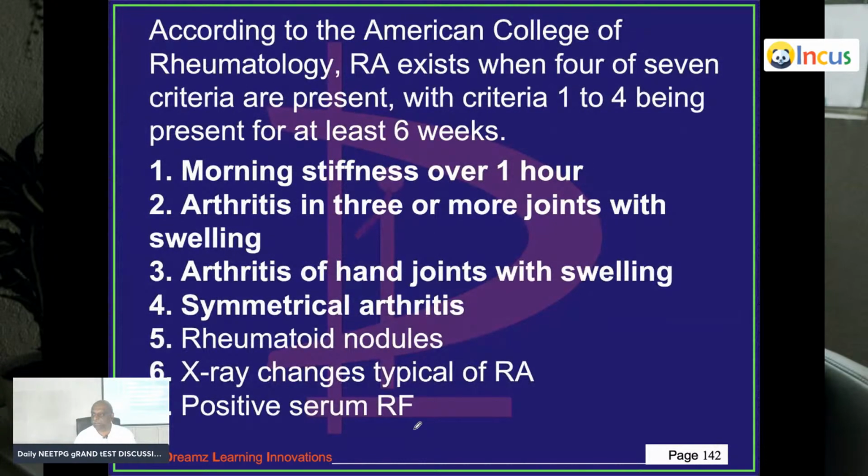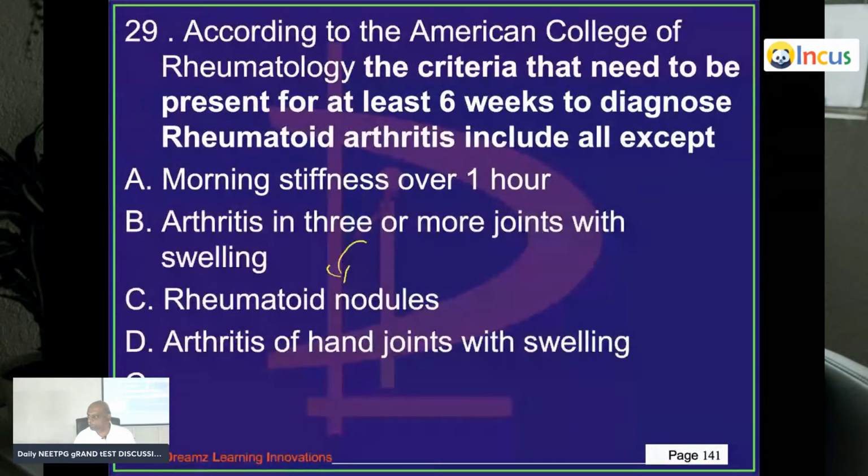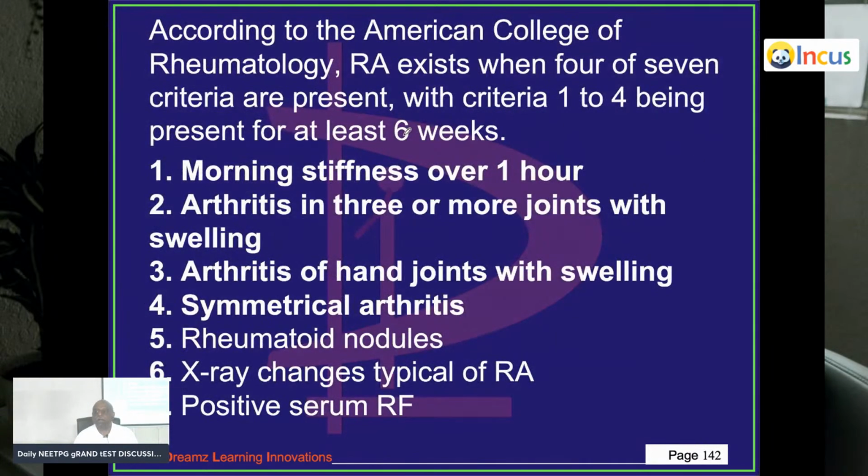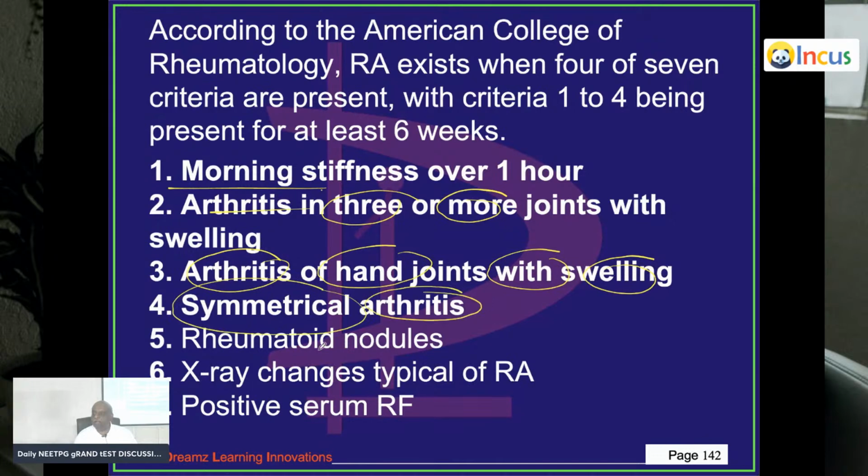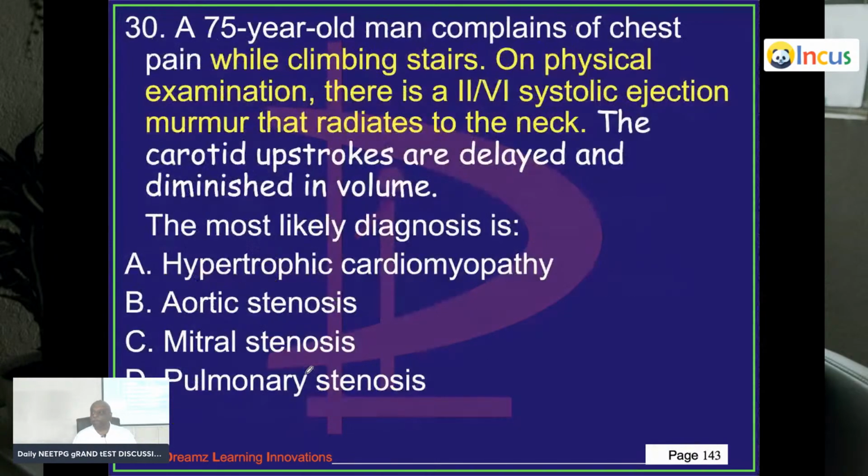So, doctor, according to the American College of Rheumatology, the criteria that need to be present for at least 6 weeks are rheumatoid nodules, morning stiffness, arthritis of 3 or more joints, arthritis of hand joints with swelling, symmetrical arthritis, and positive serum rheumatoid factor. They are all the important criteria in the American rheumatology criteria.